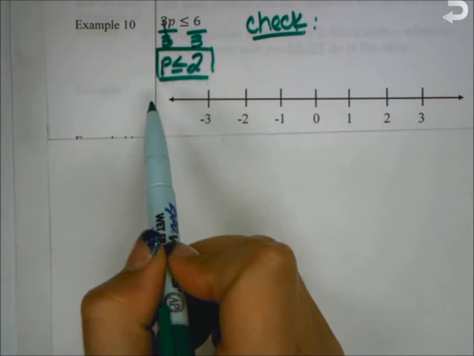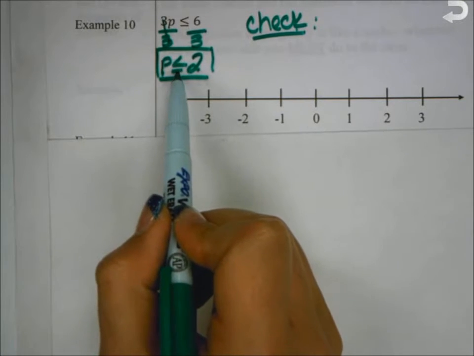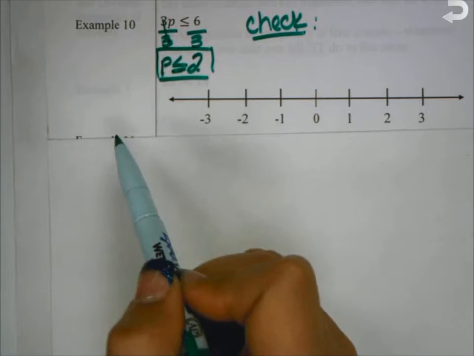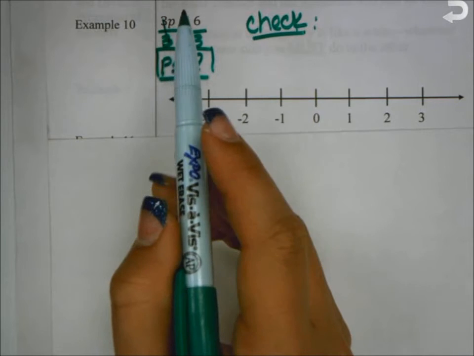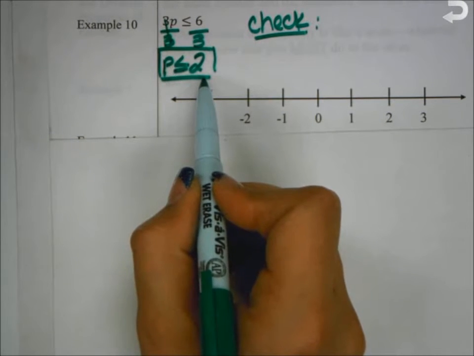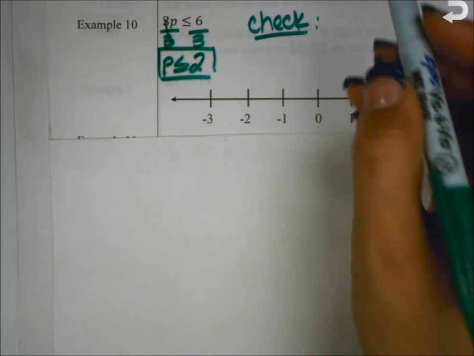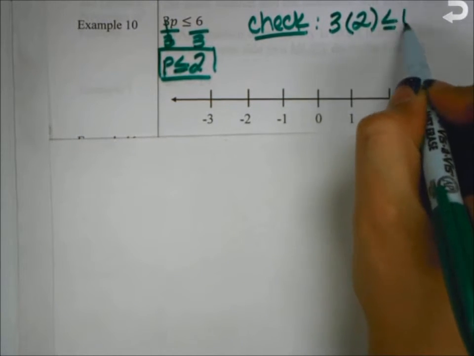Because it's less than or equal to, so y can equal 2, correct? So we're going to plug in 3 times 2 less than or equal to 6. 3 times 2 is 6, less than or equal to 6. Is that true? Yes, it is. Okay, so now I need some people to tell me how I graph this.